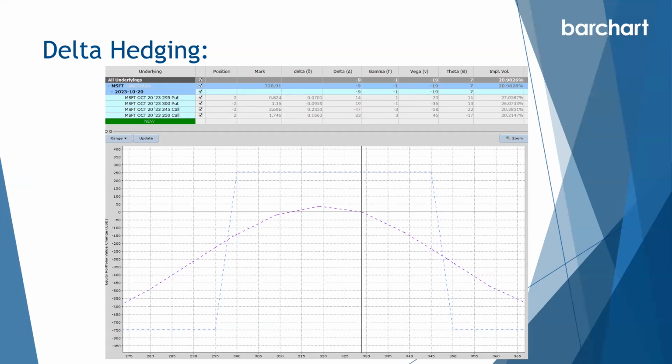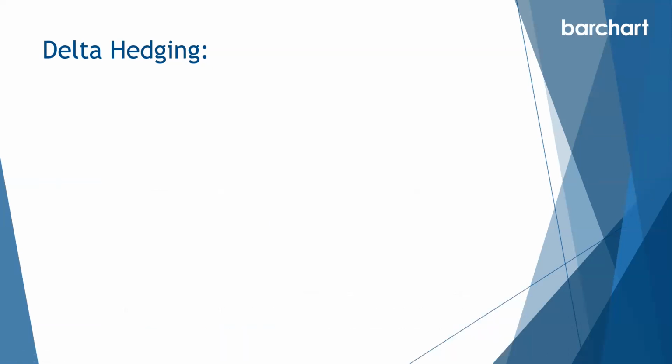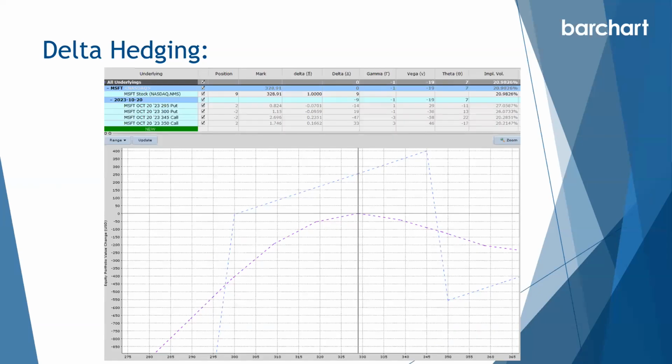So at the moment, this iron condor is roughly equivalent in terms of our directional exposure to being short 9 shares of Microsoft. Now, if we wanted to delta hedge that position, what would we do? Well, we would buy 9 shares of Microsoft stock. The stock position has a delta of 1, so basically 9 times 1 is a delta of 9, and that perfectly offsets our position delta of the iron condor.